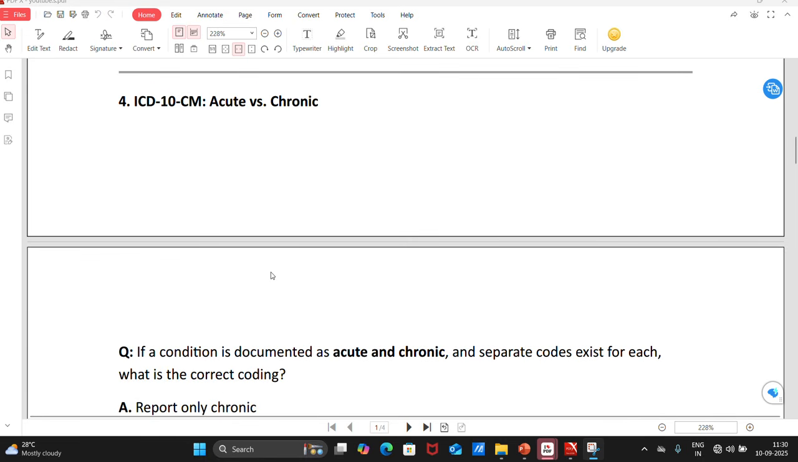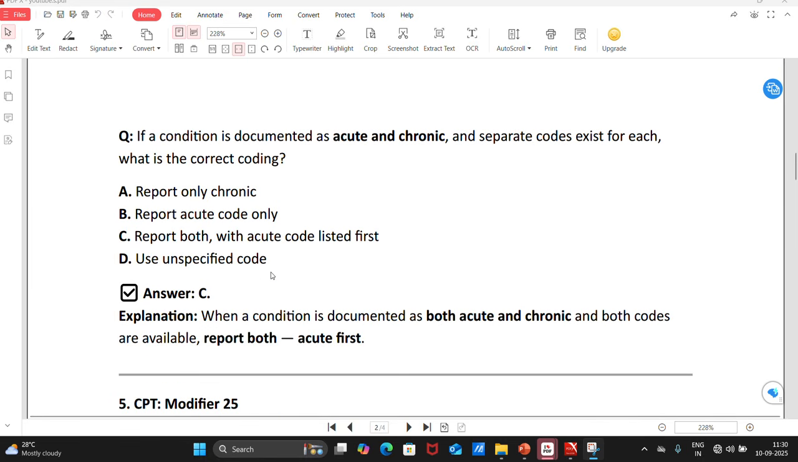So let's start with one question. Okay, here is the question. A condition is documented as acute and chronic. What is the correct coding? So here are the options. Option A, code the chronic condition only. Option B, acute only. Option C, report both with the acute code listed first. Option D, use unspecified code. So what's the right answer?